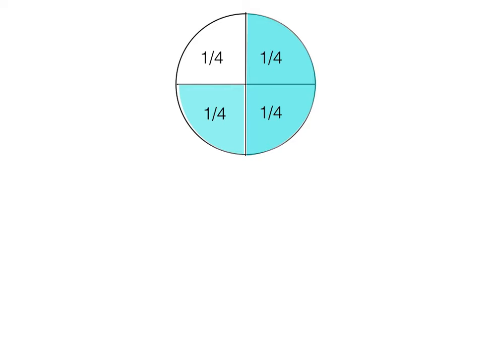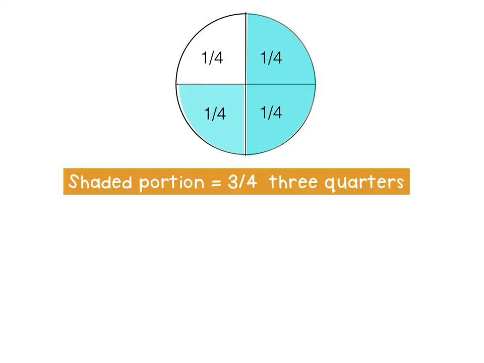Here is another example. The circle is divided into 4 equal parts. 3 of the 4 parts have been shaded. Therefore, you show your learners to first write the number at the bottom, which is 4, and then the number at the top, which is 3. Tell them that this is called 3/4.